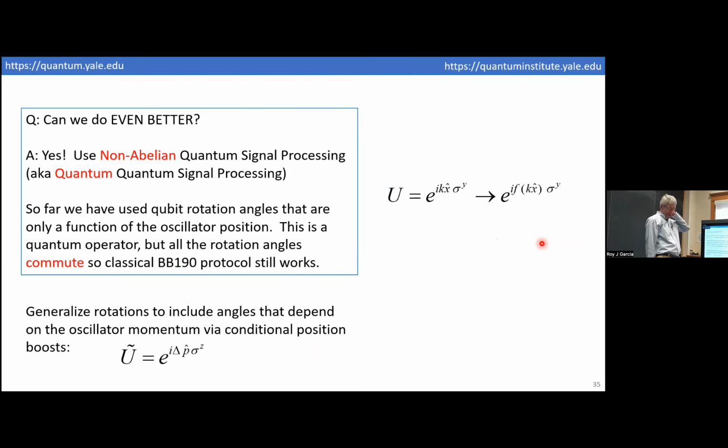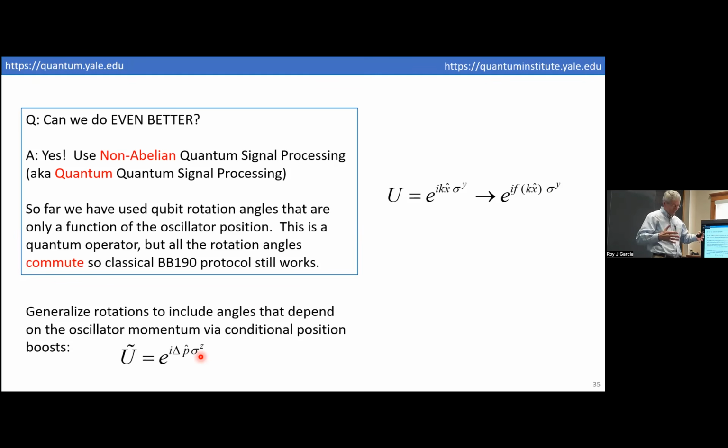Okay, could we do even better? And the answer is yes. You can do non-abelian quantum signal processing, or maybe we should call it quantum signal processing, because so far all I've done is use unitaries that involve only the position of the oscillator to give momentum boosts. But I also have available the other operator, P. And now I can use the full power that P and X don't commute and the Pauli matrices don't commute to do a generalization of quantum signal processing.